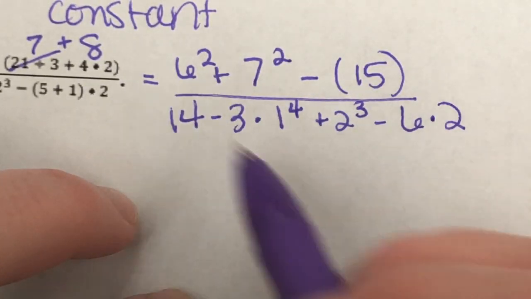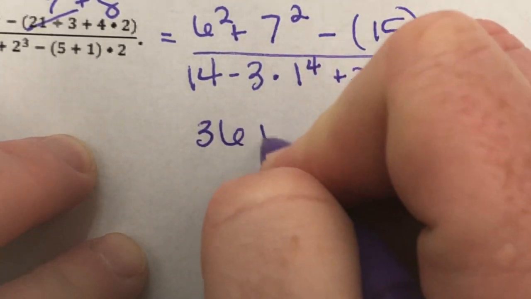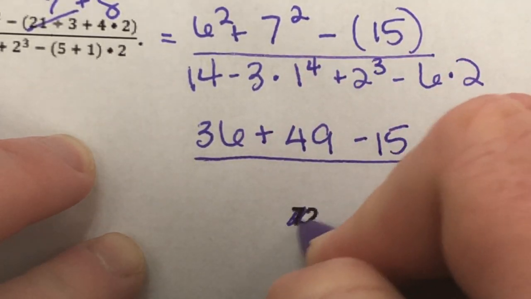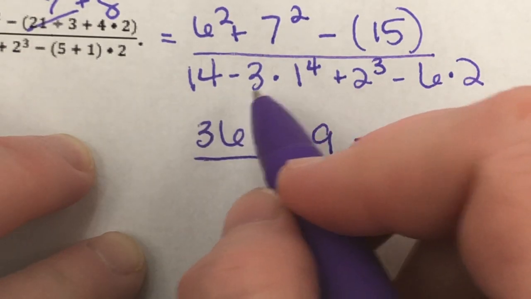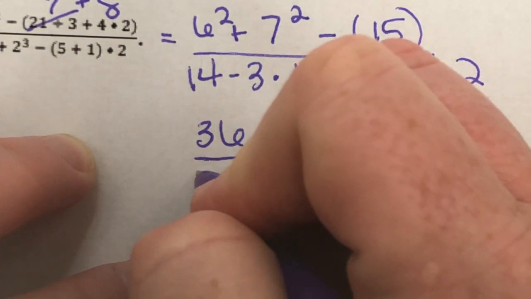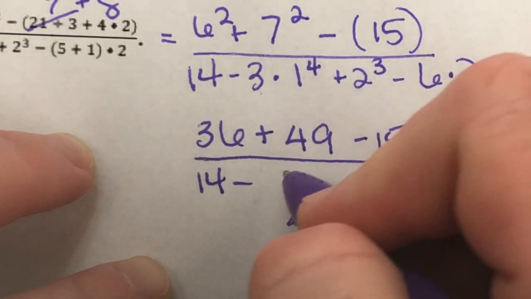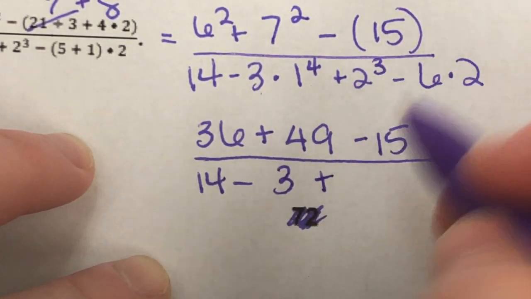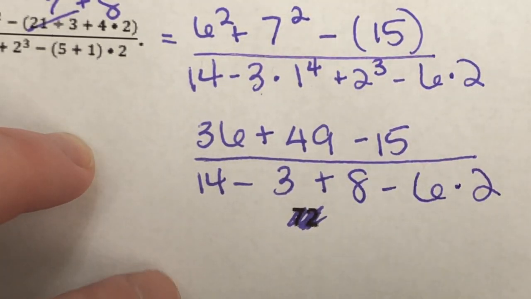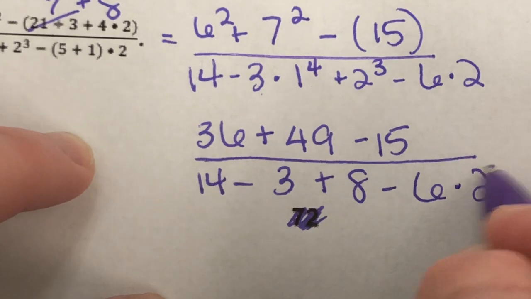Okay, so now I want to do all the exponents, get rid of all of them, right? So 6 squared on top is 36, plus 7 squared is 49, minus 15, all over, ignore the page number here, 14 minus 3 times 1 to the 4th power is just 1. 1 to the anything power is just 1. So 14 minus 3 times 1, I can even just go ahead and multiply that. 3 times 1 is just 3. Plus 2 to the 3rd power, 2 times 2 times 2 is 8, minus 6 times 2. So now I have multiplication left down here, and that's it. 6 times 2 is 12.